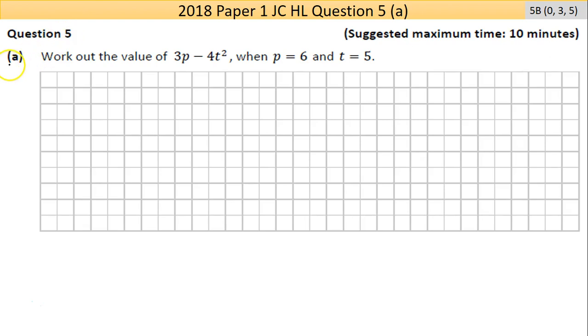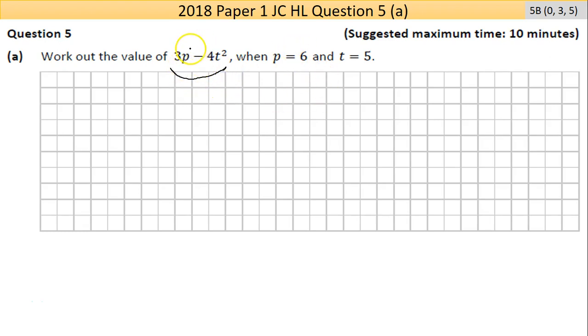So question 5 here is part A, it's worth 5 marks. Now the question states, work out the value of 3p minus 4t, all squared, and it gives you a value of p equals 6 and t equals 5. Now the first thing you should note here, this is an expression, not an equation. There's no equal sign. So this is just them testing the skill of substitution.